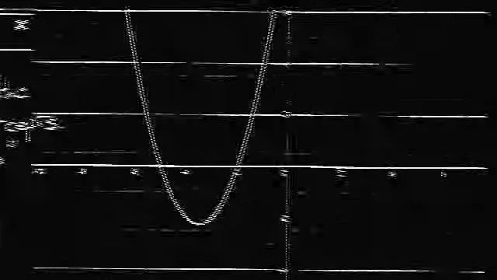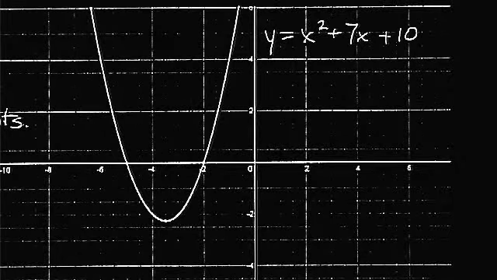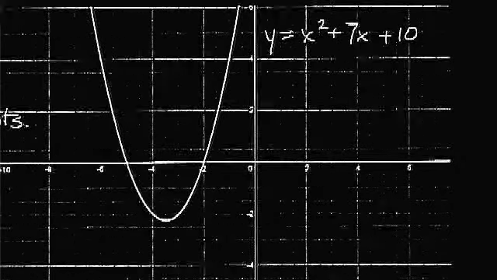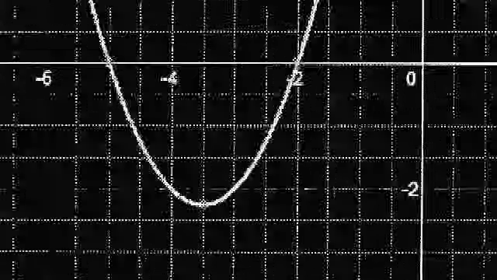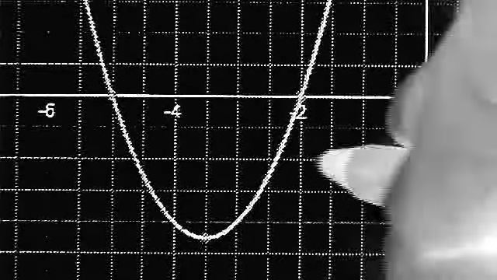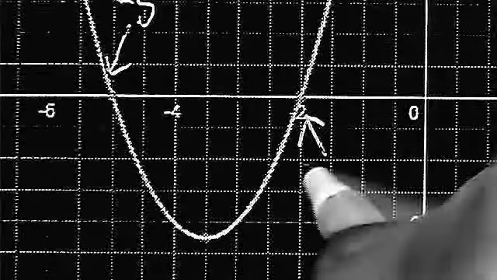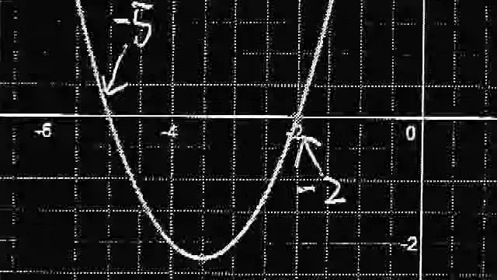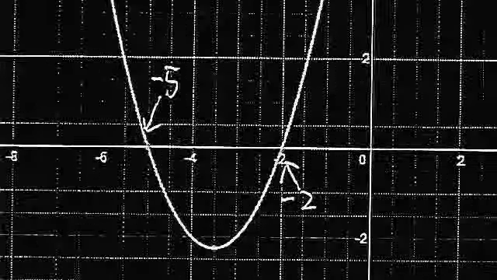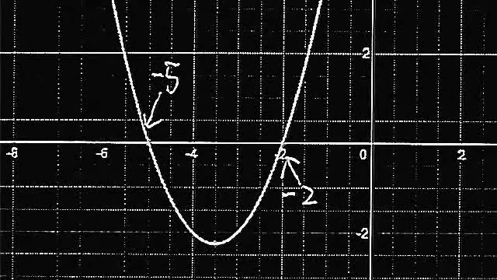Here is this parabola, y equals x squared plus 7x plus 10. And I want you to notice something. What are the x-intercepts? Where does it cross the x-axis? Well, it crosses here at -2, and it crosses here at -5. So at -2 and at -5, those are the x-intercepts of the graph. Well, that's exactly what we solved for just a few seconds ago.